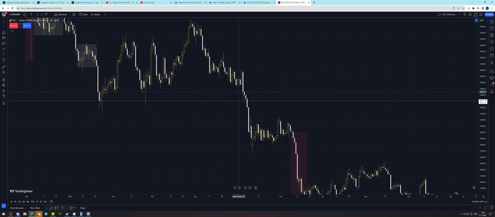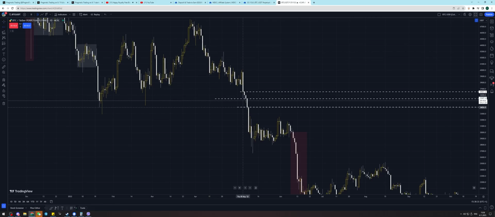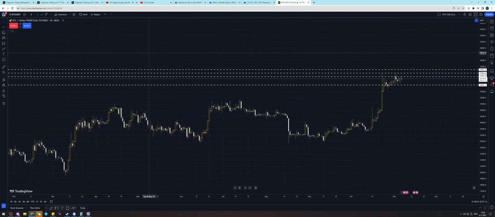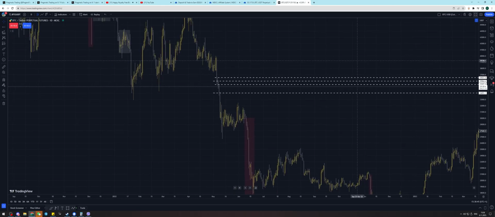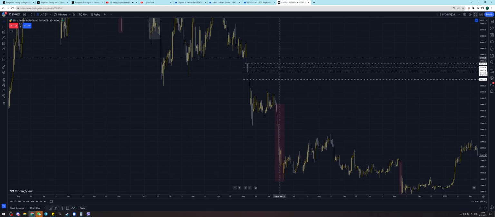So let's mark those levels. We have 36.5, for example. We have this one 34k, and we have this candle here 35.4, 35.9, right? We have those levels. Now we can go back to the present. But I think there's no need to do that for now. Let's take a look at something else.